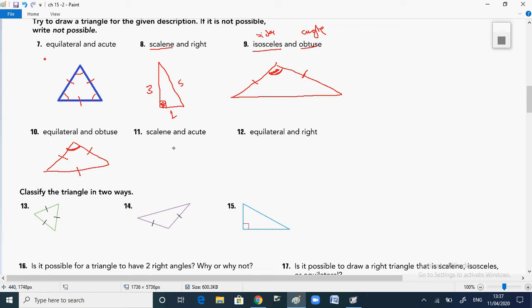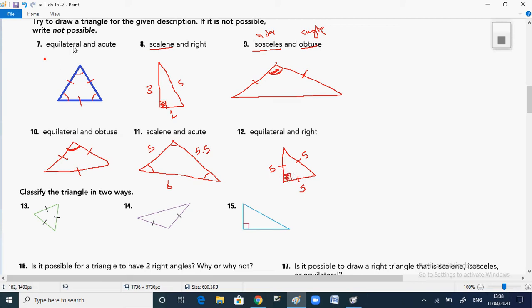Scalene and acute. Look. Let me make it bigger. Maybe this is 5 centimeter, this is 6 centimeter, this is maybe 5.5 centimeter, and look, acute, acute, acute. Okay, this is less than 90. Equilateral and right. Look, 5 centimeter, 5 centimeter, 5 centimeter, all of them they are equal. And I have right angle here.